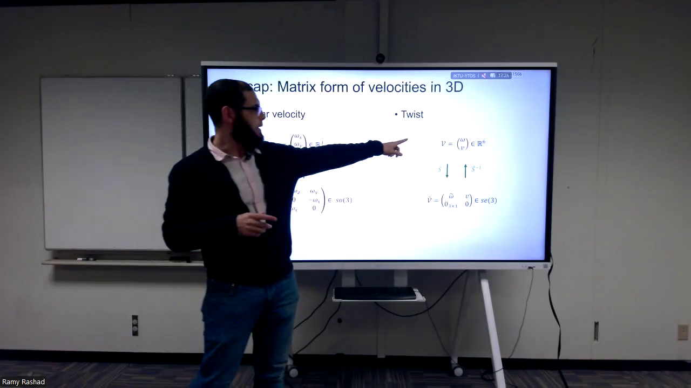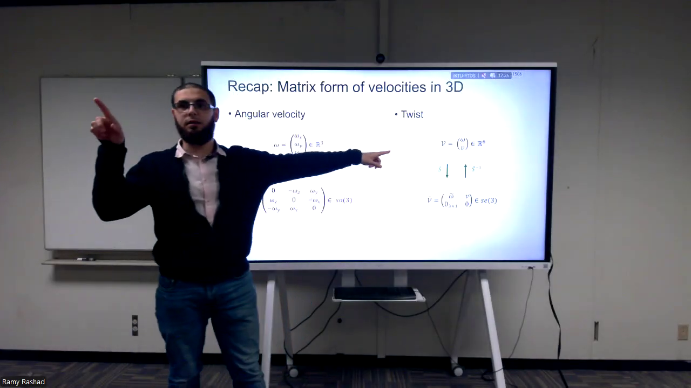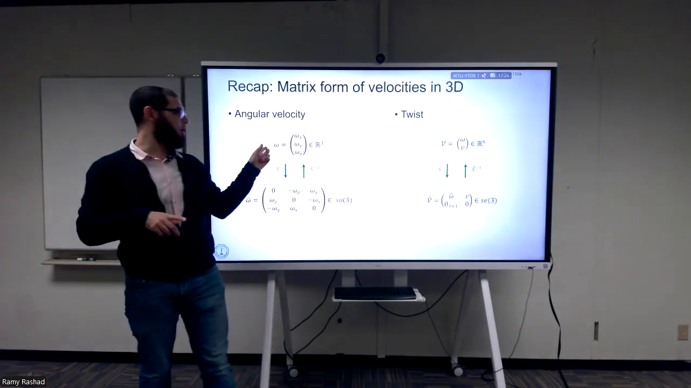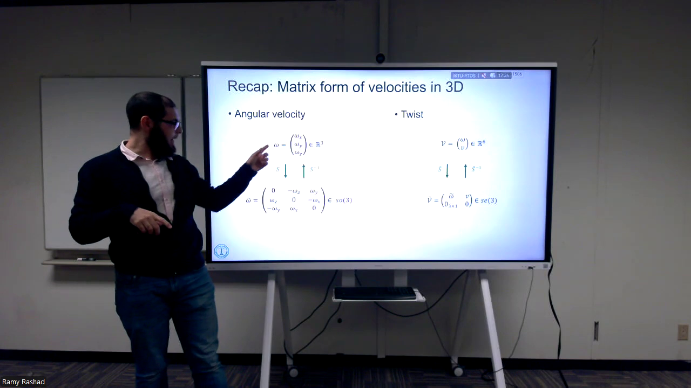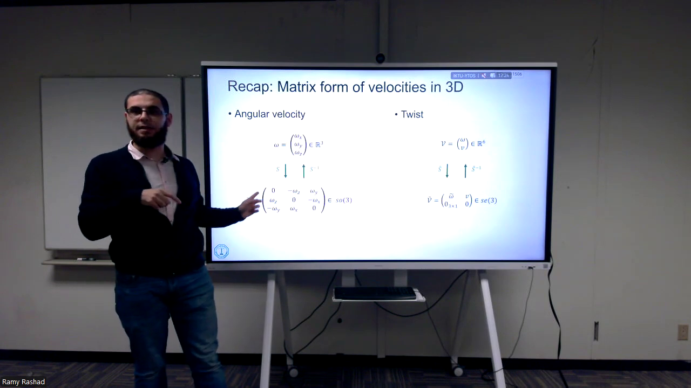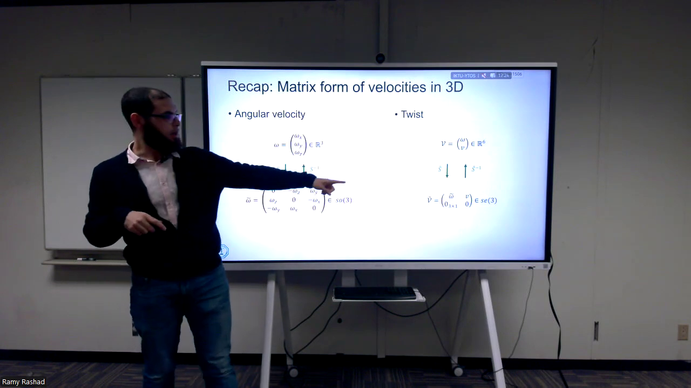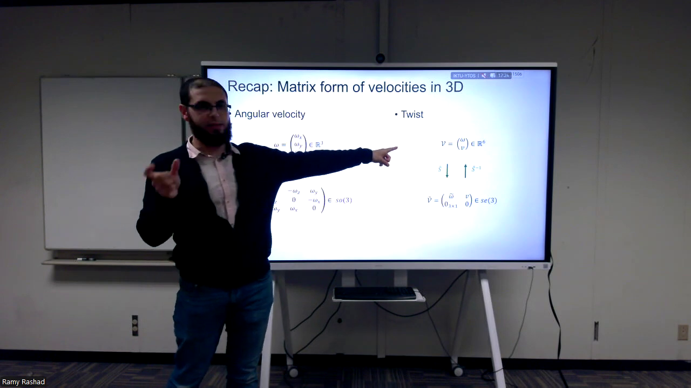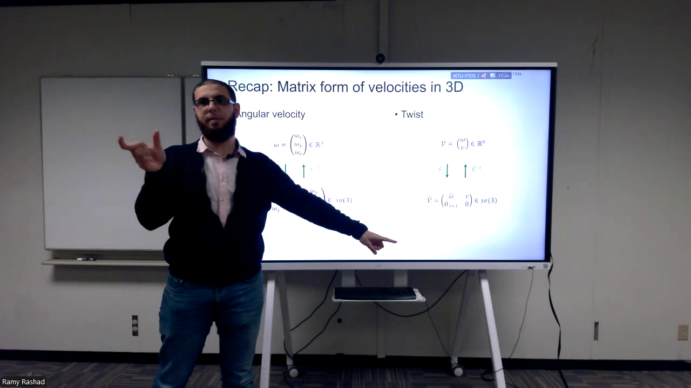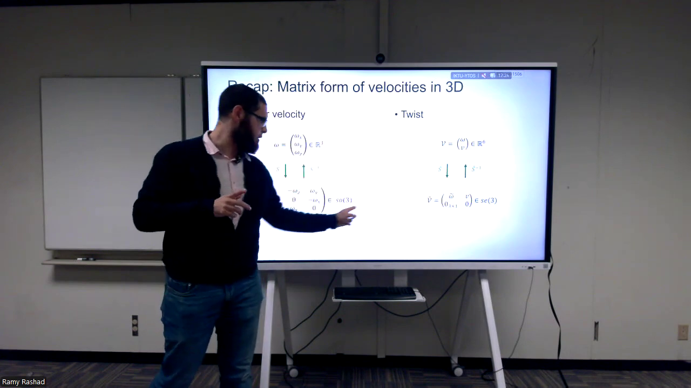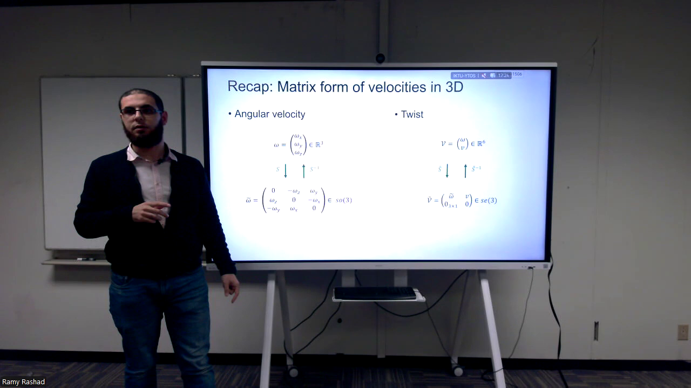Okay, so the capital V without any tilde means a vector. Same for the angular velocity without any tilde, it's just a vector. The angular velocity with the tilde means it's a Lie algebra element. The twist with the tilde also means it's a Lie algebra element, which is just a matrix form. You can think of it as a vector form and a matrix form of both of these quantities.